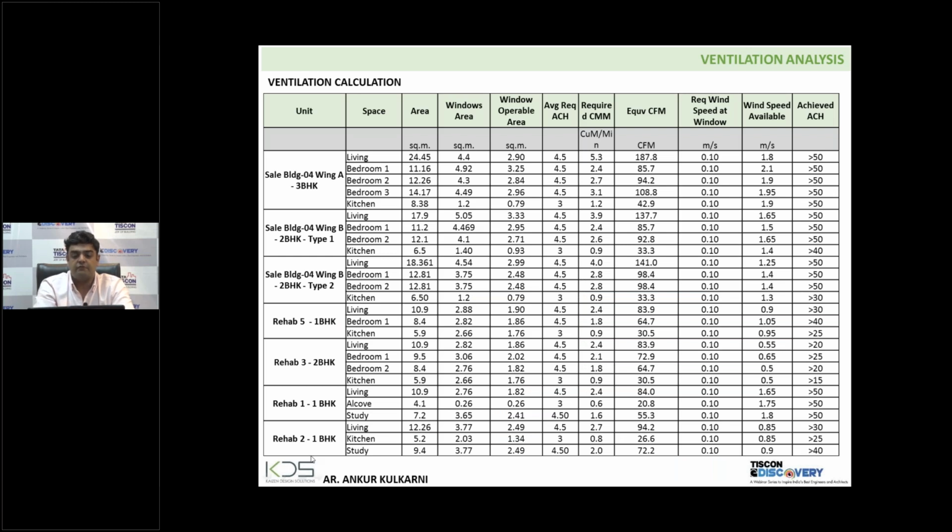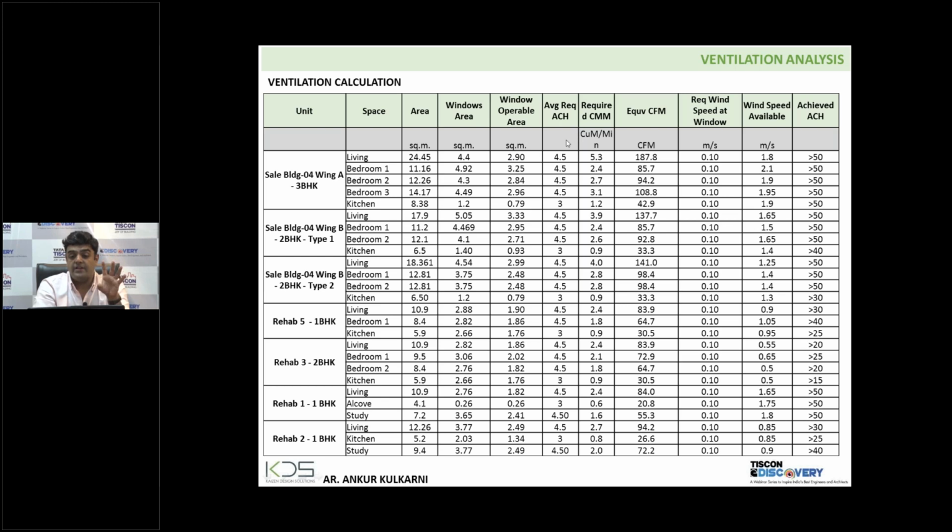So yes, the first step would be your area. The living room area is around 25 square meters. Then the window area is 4.4 square meters. Then the window operable area, because since we have sliding windows, a maximum of 66% would be openable. So that is 2.9, because with a 3 track channel, 66% will open.